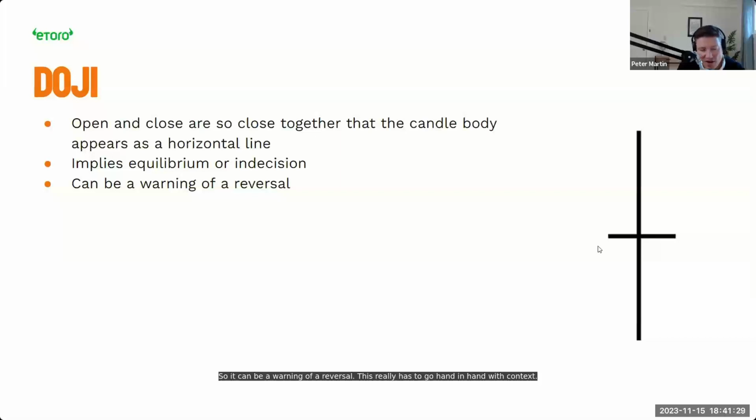This really has to go hand in hand with context. For example, if you see a doji after a steep rise, that might be thought of as the market getting tired, and this might be about to reverse.